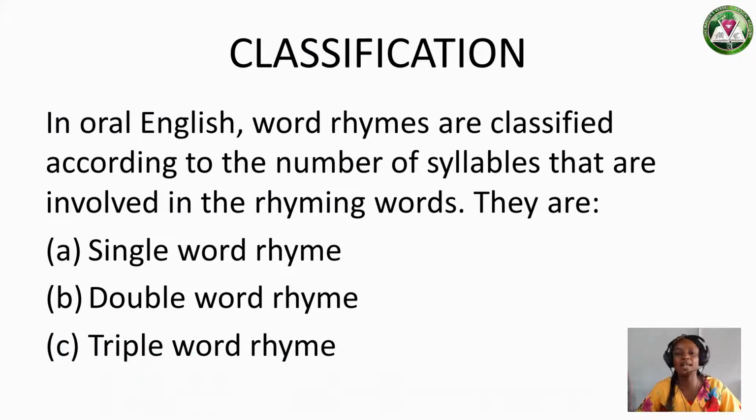Now we have classifications of word rhymes. In oral English, word rhymes are classified according to the number of syllables that are involved in the rhyming words. I repeat, in oral English, word rhymes are classified according to the number of syllables that are involved in the rhyming words. They are: A, single word rhyme; B, double word rhyme; and C, triple word rhyme.